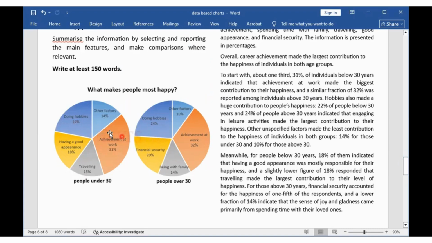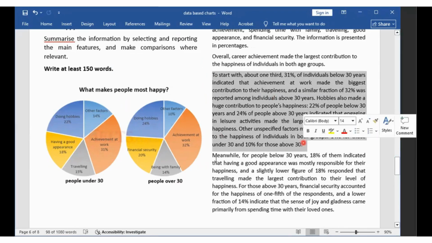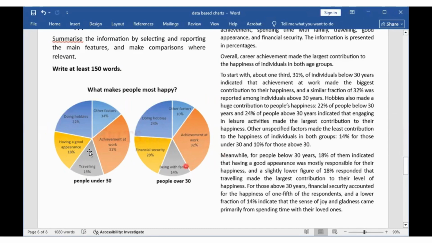So I picked achievement at work, hobbies, and other factors, and I treated them in this paragraph here. After that, I moved to the ones that are not in both pie charts. Having a good appearance, you can see it's the biggest one. You can see I started with that one, the biggest one in this first pie chart. I always start with the first pie chart. You see, I did not start with this one, even though this one is 20%, because it's the second one.